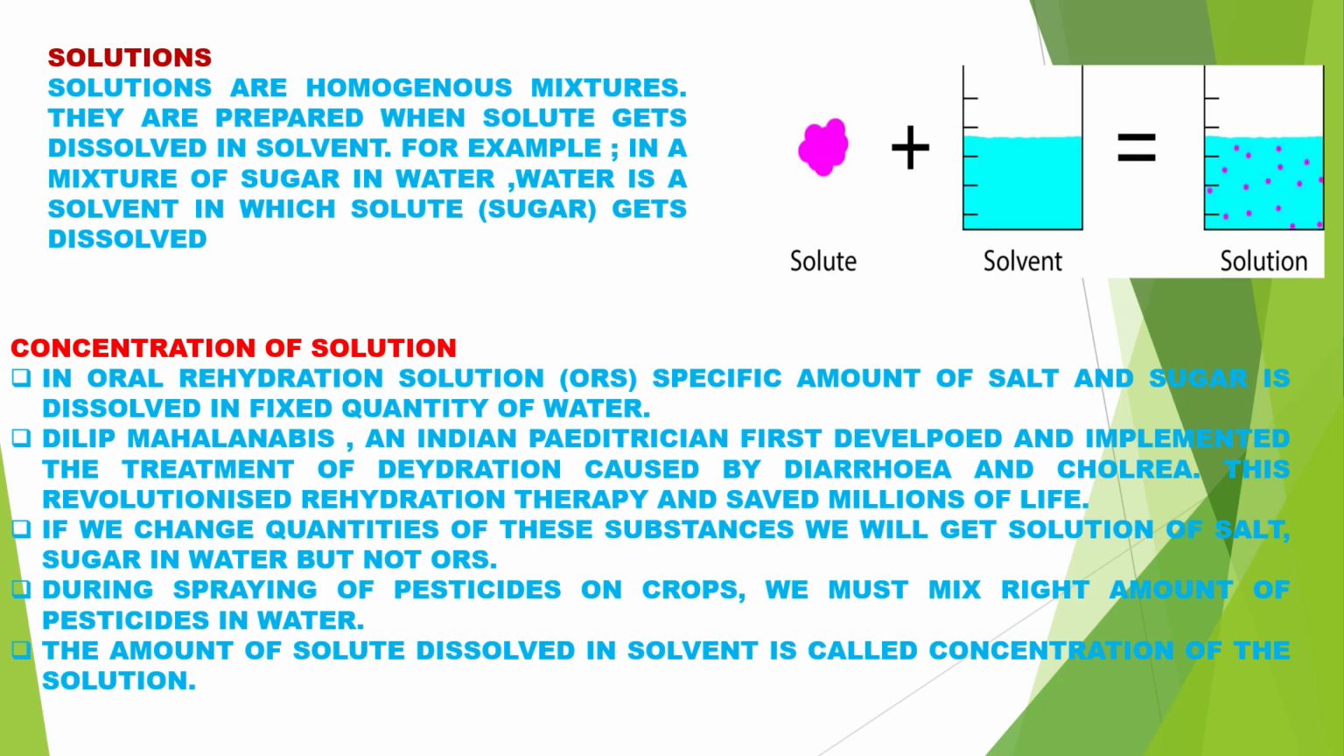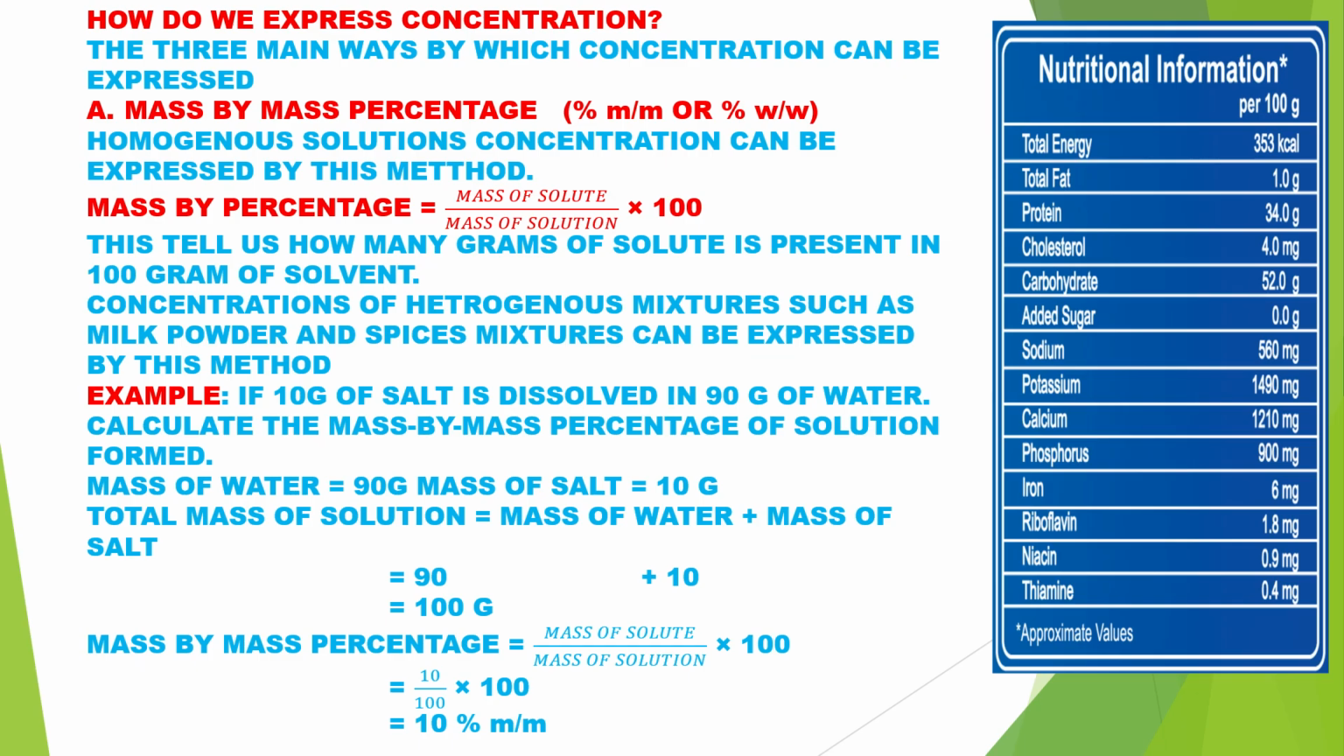During spraying of pesticides on crops, we must fix the right amount of pesticide in water. The amount of solute dissolved in solvent is called the concentration of the solution. How do we express concentration? The three main ways by which concentration can be expressed: mass by mass percentage, percentage m upon m, or w upon w. m and w are the same thing.